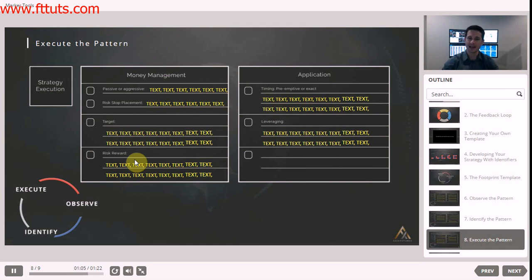So this template is going to allow you to determine when do you want to leverage, when do you not want to, when do you need to be aggressive in your execution, when do you need to be passive. Let's view the template in its entirety before we close out the unit.